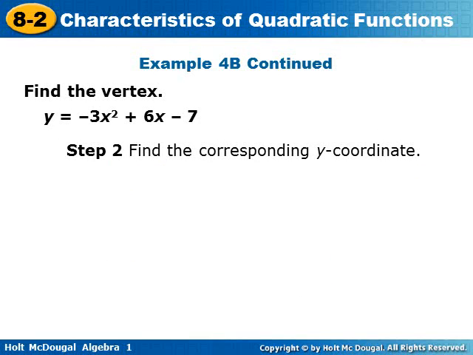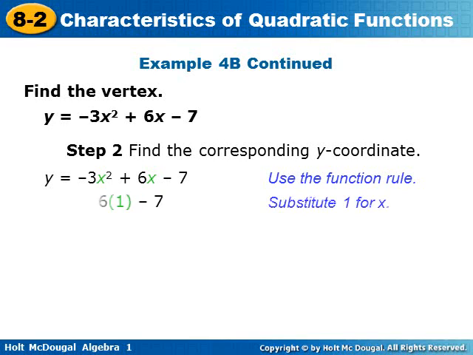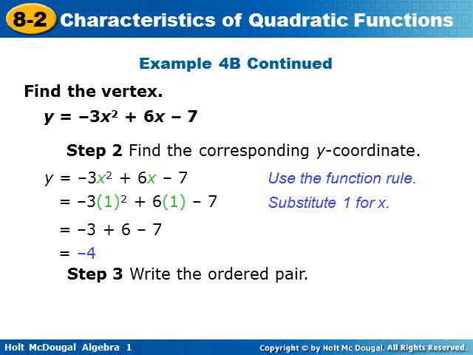Then we're going to find the y value by plugging the x value that we got, which was 1, back in for x in the original equation and solving for y. So we end up with negative 4. And then we write it as an ordered pair, 1, negative 4 as the vertex.